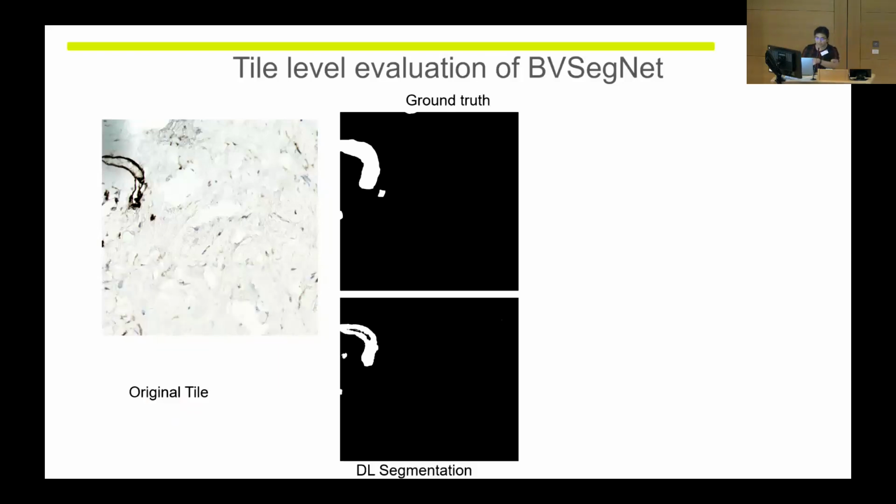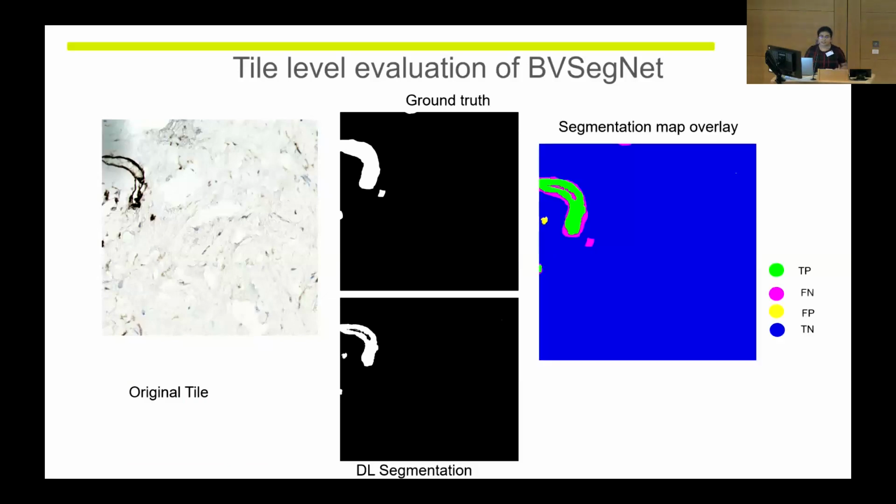So you have the ground truth and the prediction at the bottom, and we generate a segmentation overlay map wherein the green pixels are the true positives, matching both the ground truth and the DL-based segmentation, those in pink are the false negatives, and those in yellow are the false positive regions.